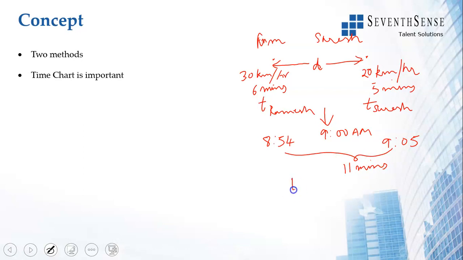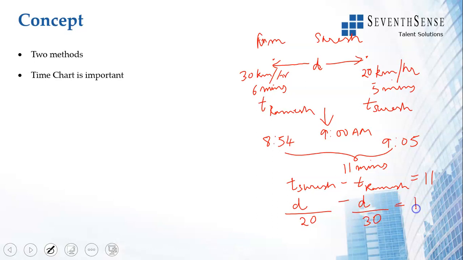Now, T of Suresh minus T of Ramesh. Suresh is taking more time than Ramesh, by 11 minutes. Now, distance we do not know. So T of Suresh is distance divided by speed of Suresh, which is 20. T of Ramesh is again D, which we do not know, divided by speed of Ramesh, which is 30. And this is 11 minutes.